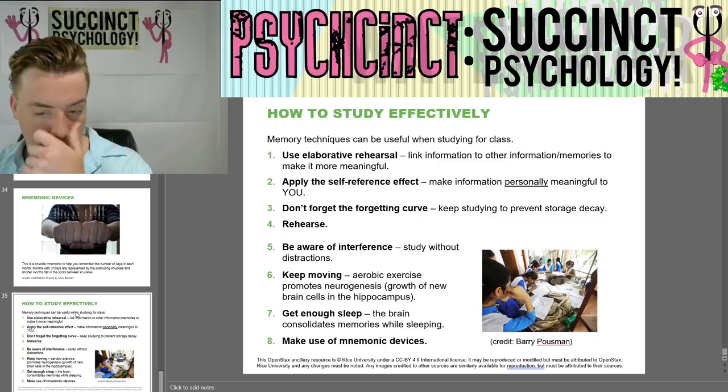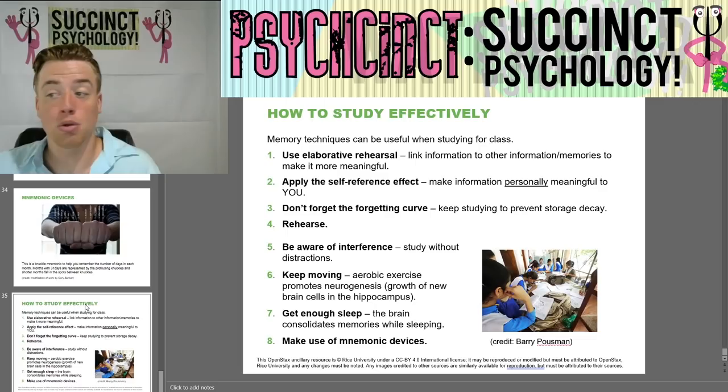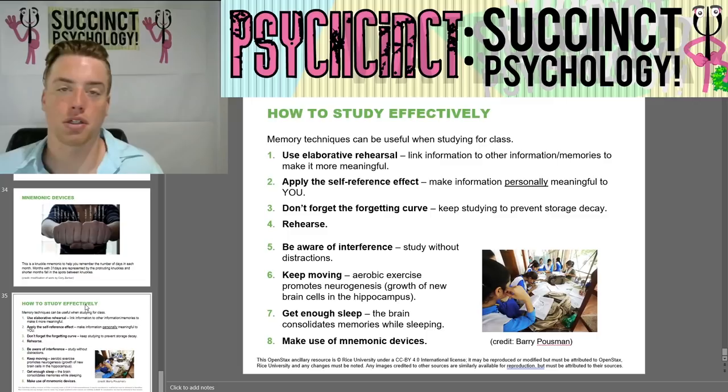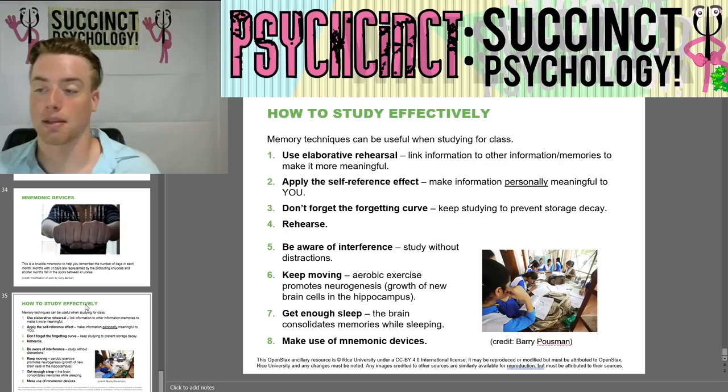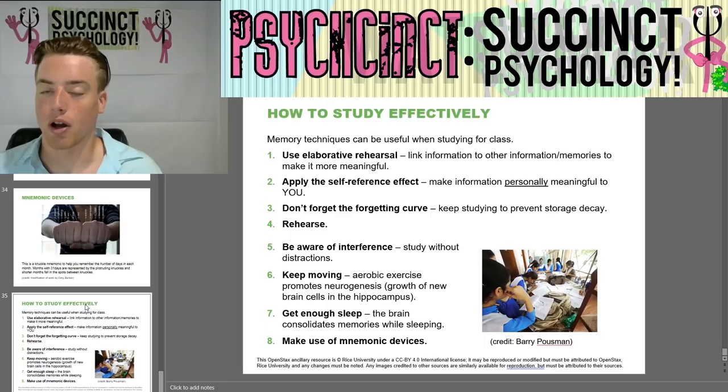And finally, how to study effectively. Memory techniques can be useful when studying for class. One, use elaborative rehearsal. Link information to other information and memories to make it more meaningful. Two, apply the self-reference effect. Make information personally meaningful to you. Three, don't forget the forgetting curve. Keep studying to prevent storage decay. Four, rehearse. Just keep studying, get it drilled into your head. Five, be aware of interference, so study without distractions, like being on your phone or listening to really loud music.